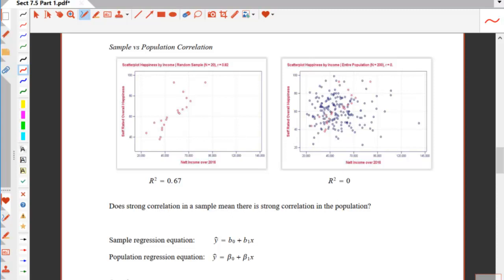Here is a scatter plot. On the x-axis are people's net income in the year 2016. On the y-axis is a self-rated evaluation of happiness. So on some survey, people were asked how happy they were. And here is the data from a random sample of 20 people. You can look at it and clearly see that there's positive correlation here, that in this sample, at least, the wealthier people tended to say they were happier. In fact, the R squared for this is 0.67.